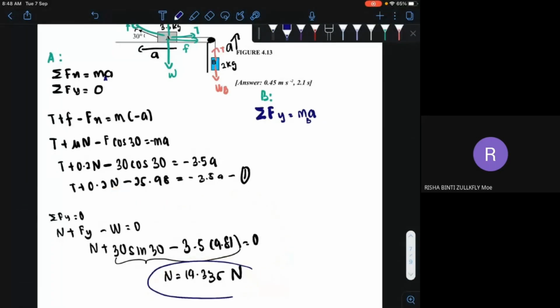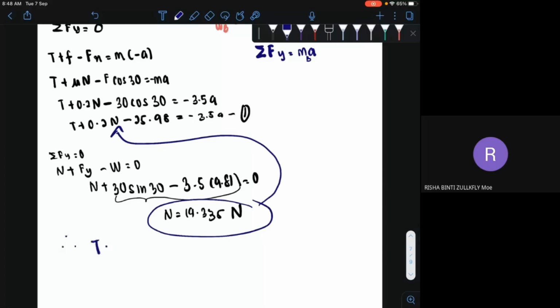So saya ambil yang ini, saya nak masukkan dekat sini. So saya akan dapat T plus with 0.2 (19.335 minus 25.98) is equal to 3.5A. 0.2 times 19.335 minus 25.98. So kita akan dapat tension minus 22.113 equals negative 3.5A. So kita masih belum dapat selesai sebab kita ada acceleration dan juga tension.